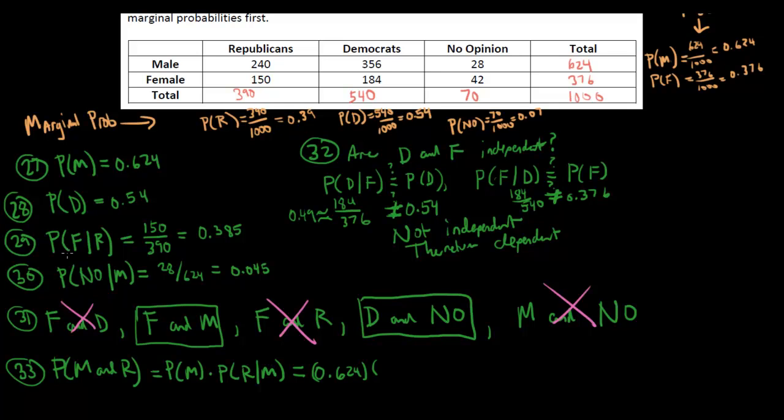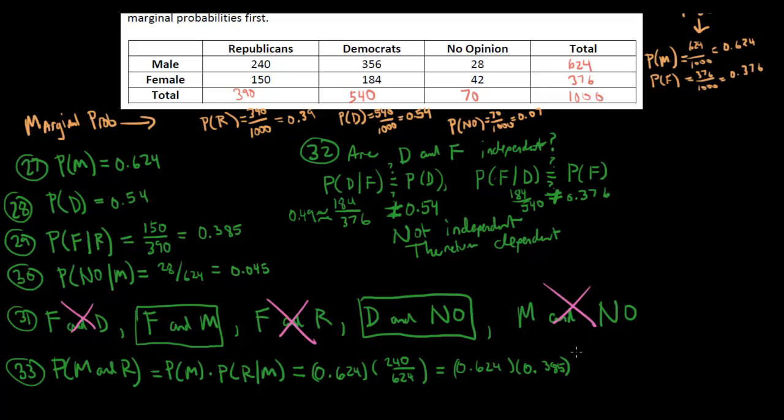Now, have we calculated that already? Doesn't look like it. So the probability of Republican given male, so if you're guaranteed to be male, what's the probability of being Republican? 240 out of 624. So 240 out of 624. So what is 240 divided by 624? If we round to 3 decimal places, it's 0.385. So 0.624 times 0.385.